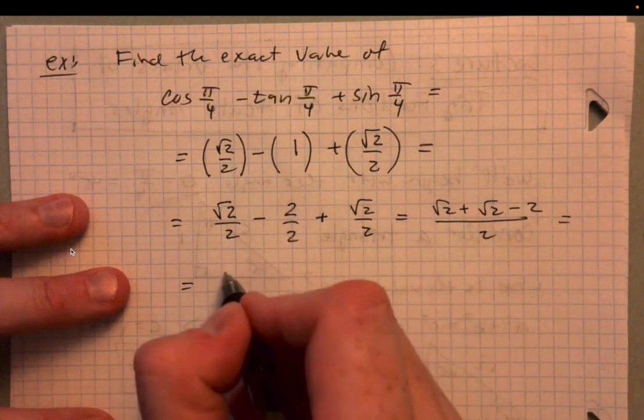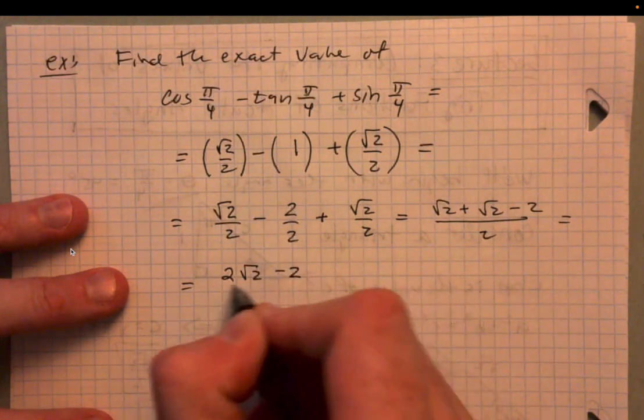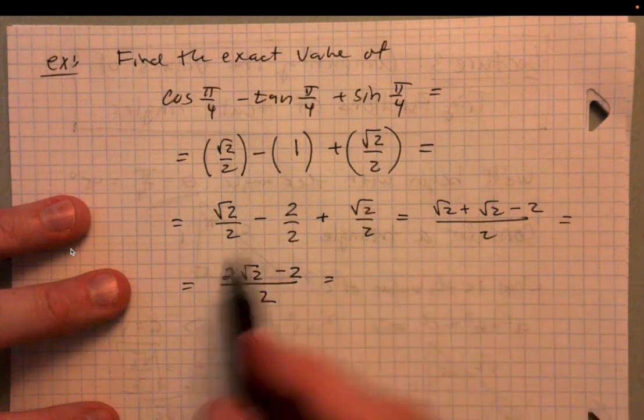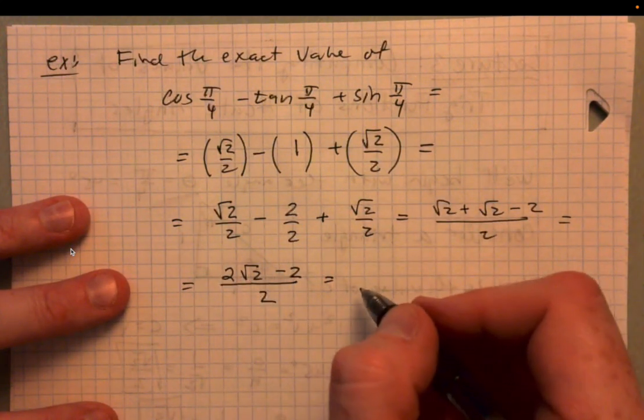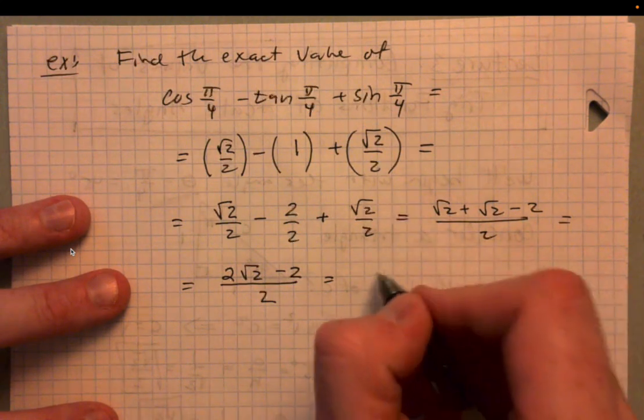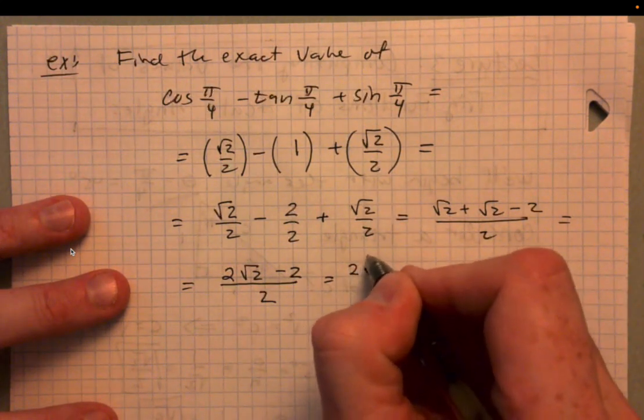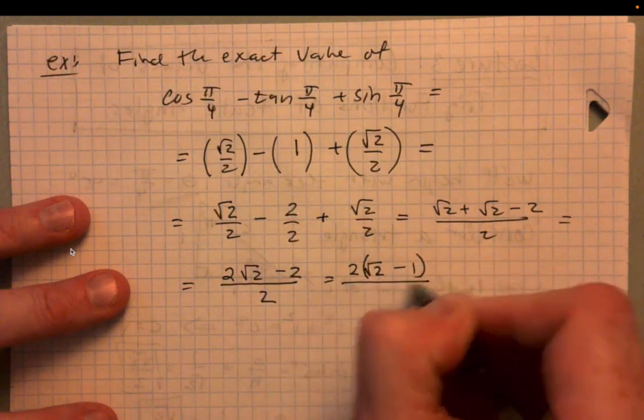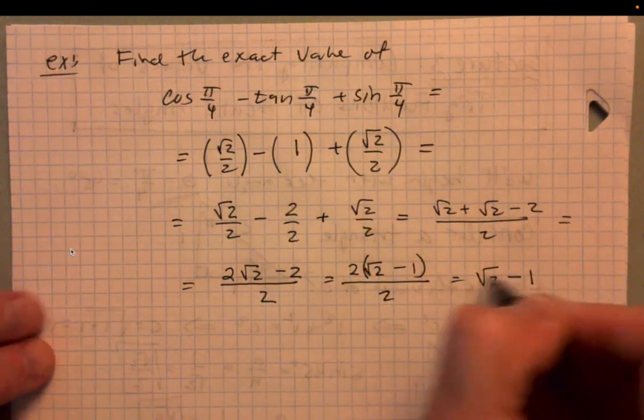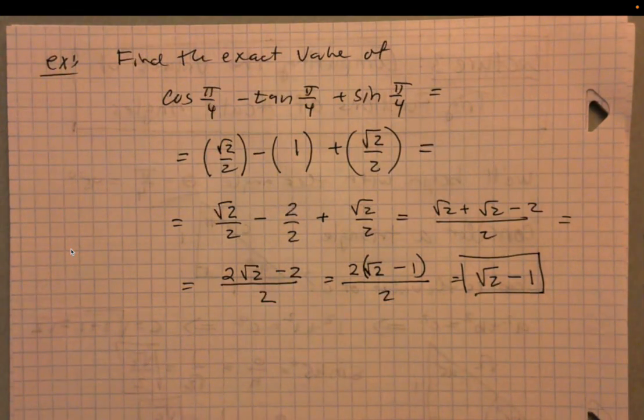And so this is 2 times the square root of 2 minus 2 over 2 equals, and I could do some factoring here, can't I? I can factor out the 2, and you get square root of 2 minus 1 over 2, and so this is just the square root of 2 minus 1. That would be the exact value. And you could go through and figure out what an approximate value would be, but this is the exact value.